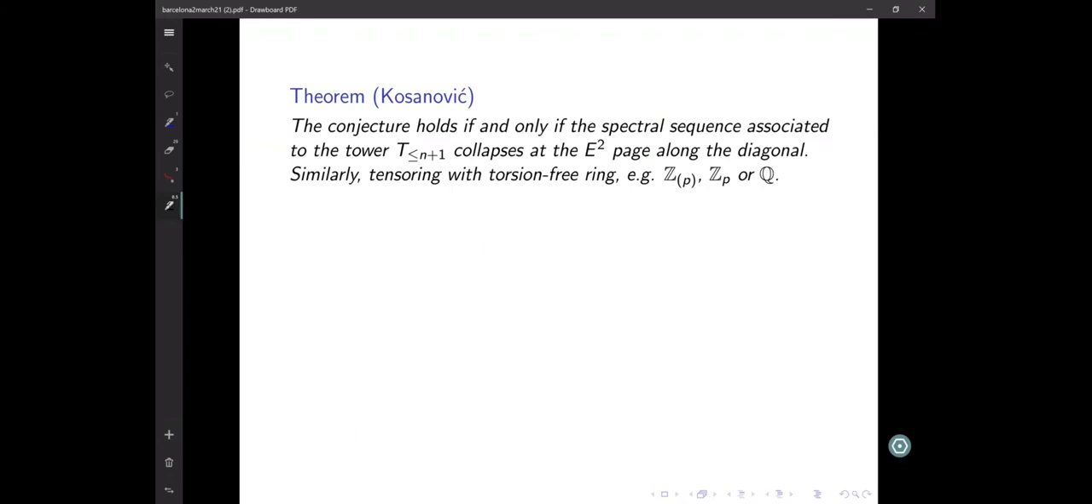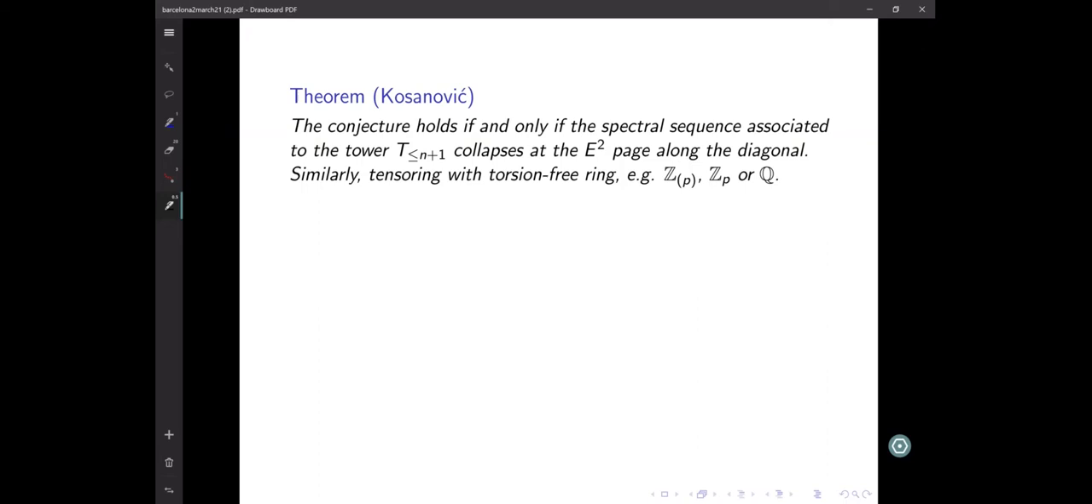Okay, so then we have the following. If we're trying to prove that the invariant is universal, we can reduce this to a question about the spectral sequence that we get from this tower, from the Goodwillie tower. And Kosanović proves that if you take this tower and look at the diagonal, if the spectral sequence collapses on the E2 page along this diagonal, then the conjecture holds, and vice versa. So it translates this question of universality into a question of the collapse of the spectral sequence at the E2 page. And this is also the case if you tensor with any torsion free ring. And I will be interested mostly in these three: the integers localized at p, the p-adic integers, or the rational numbers.